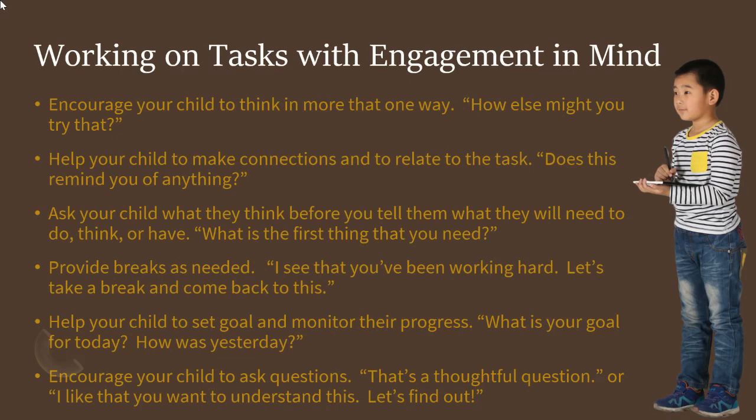Encourage your child to think in more than one way. You might say, how else might you try that? Guide them to approach it differently. Help your child to make connections and relate to the task. Connections make learning possible. You might ask, does this remind you of anything? Ask your child what they think before you tell them what they'll need to do, think, or have. With a little bit of think time, they might just do the trick for them. You might say, what's the first thing that you need?